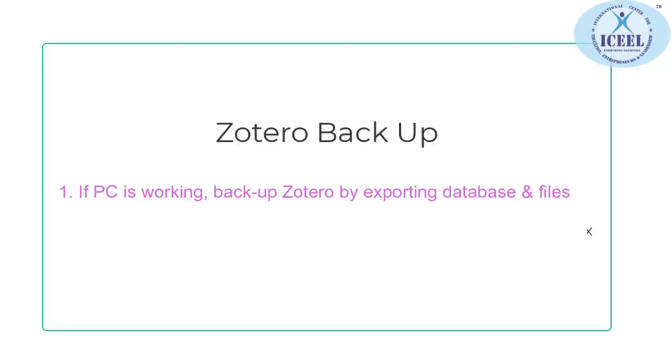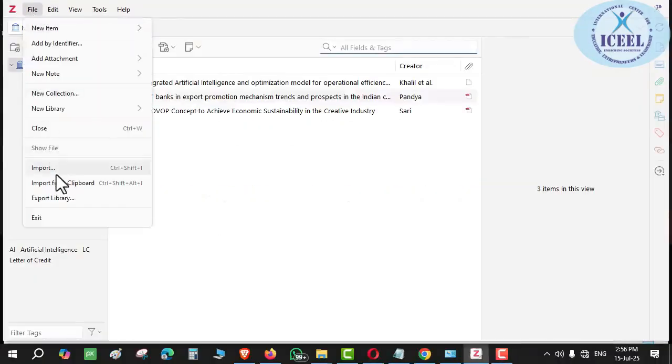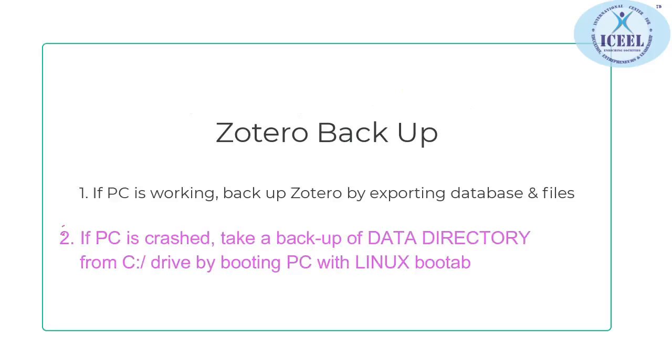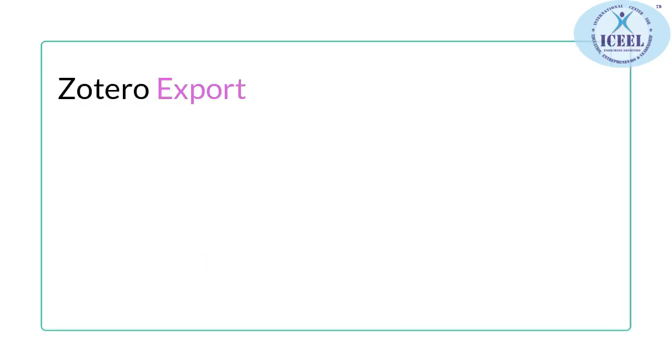The first is when the PC is working and you have exported the data from here, for example, here is export library, right? And then after exporting the library, you can import it into the freshly installed Zotero software. The second way is that sometimes you don't have a chance to do all this exercise and all of a sudden your PC is crashed and you have all the data of Zotero lying in your C drive. Now, if the Windows operating system is not operating, how can you take a backup, guys? That also I'll teach you today in this session.